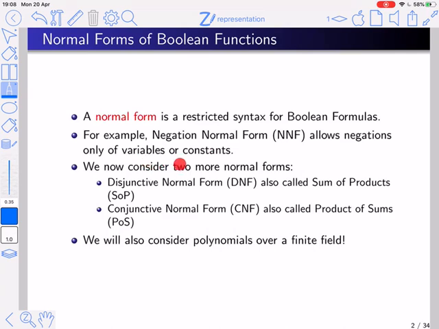Today, we will consider two more normal forms. One is called disjunctive normal form, or DNF in short. And very often this form is also called sum of products, or SOP. The second normal form we will look at is the conjunctive normal form, also known as CNF, also called product of sums, or POS. Finally, we will also consider polynomials over finite fields. We'll get there.